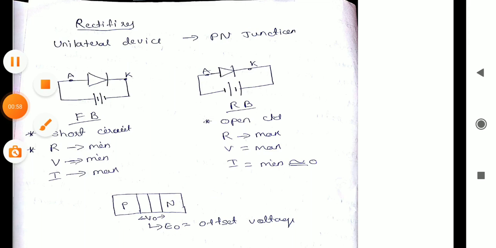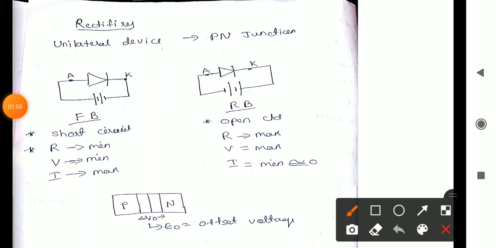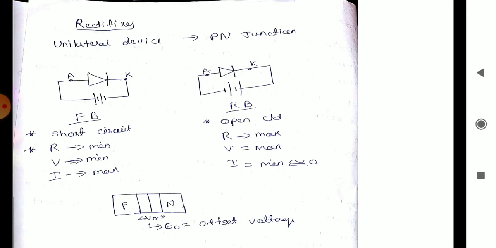If we connect the anode terminal to the positive and the cathode terminal to the negative, we call it a forward bias. If we connect the anode terminal to the negative side and the cathode terminal to the positive side, we call it a reverse bias. When the anode potential is higher than the cathode potential, it is forward bias. Similarly, when the cathode potential is higher compared to the anode, it is reverse bias.